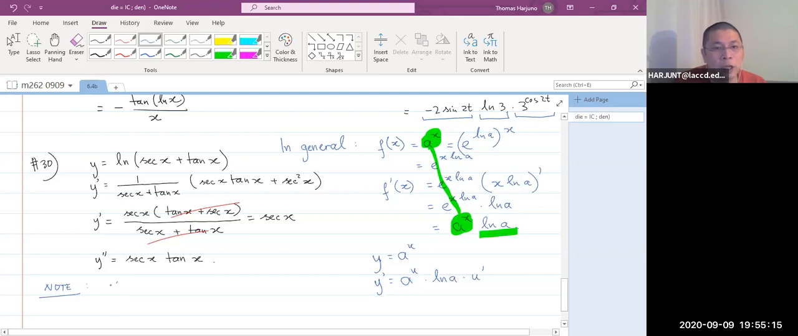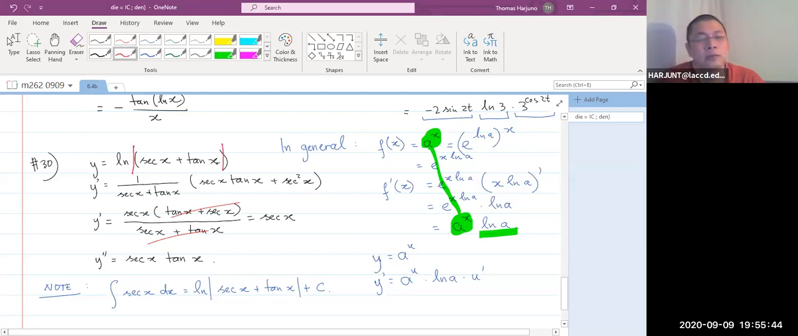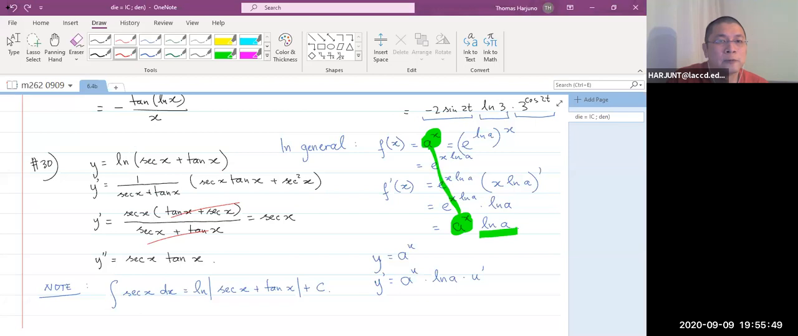Implicitly, later on, the integral of secant x dx is equal to the natural log of the absolute value of secant x plus tangent x, plus a constant. Implicitly, that's what we have. Notice that the same rule will apply even if I use the absolute value sign here. Do you realize that? Okay, that's for number 30.